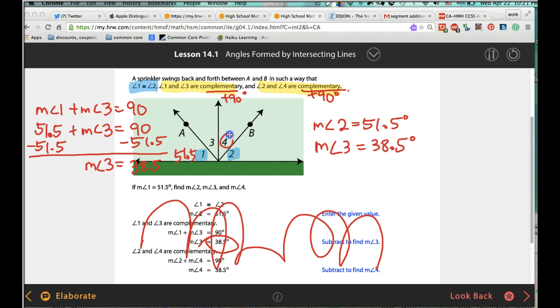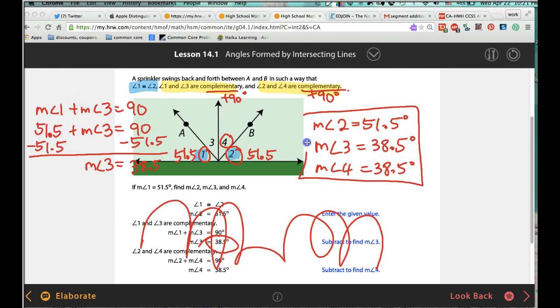Finally, the measure of angle 4 is the same as the measure of angle 3. The reason why is because look, angle 2 is the same as angle 1. So this is another 51.5. And again, 2 and 4 are complementary, so you set it up the same way. Instead of just angle 1 and 3, you're going to use 2 and 4. Okay? And so that's it. These are your answers, and we are done with 14.1.